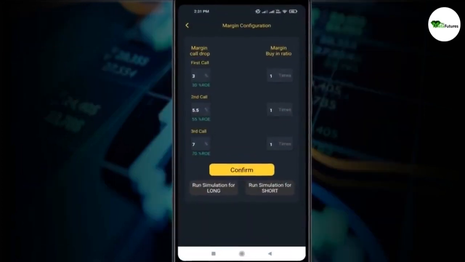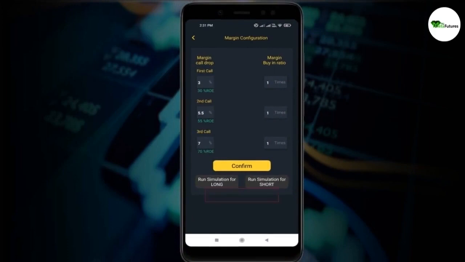Run simulation option presents the chart of analysis that how much loss is recoverable if the price of the coin drops.